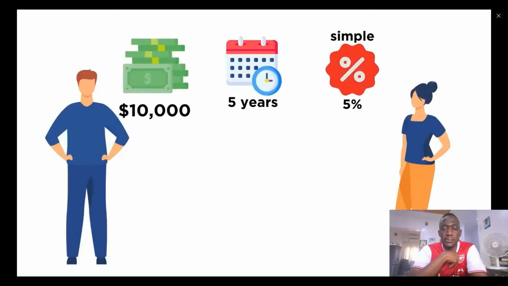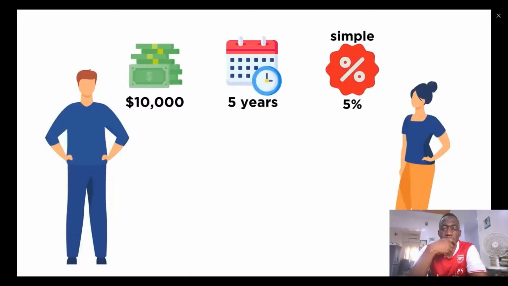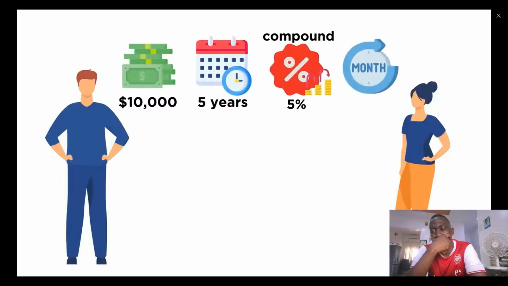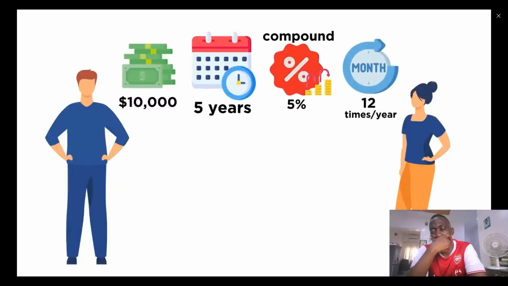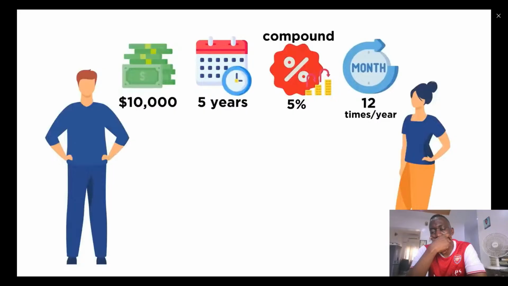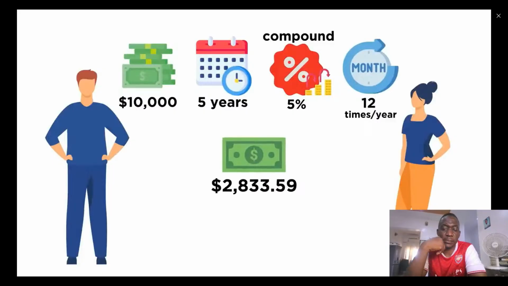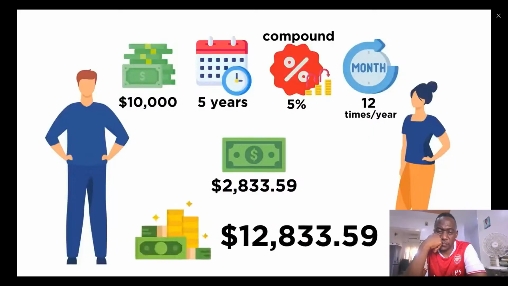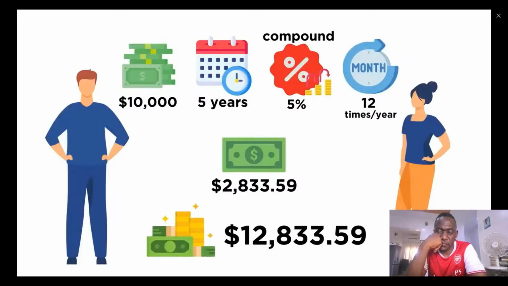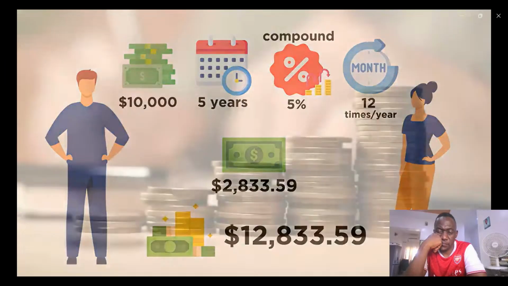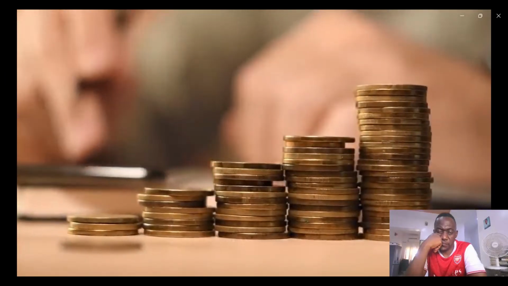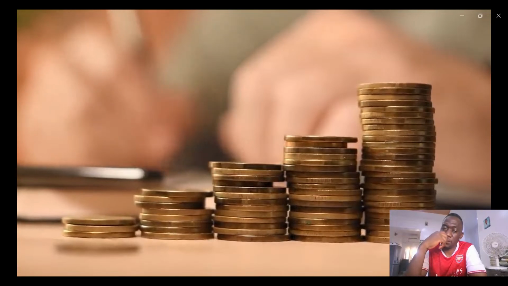Now, say you loaned $10,000 to a friend and they agreed to pay it back in 5 years with an annual compound interest rate of 5%. Because you really want to make some money, you also make sure that interest is compounded monthly, or 12 times a year. After 5 years, the amount of interest you would get would now be $2,833.59, and your friend would have repaid you a total of $12,833.59. This example serves to illustrate that compound interest is far superior to simple interest when investing your money.